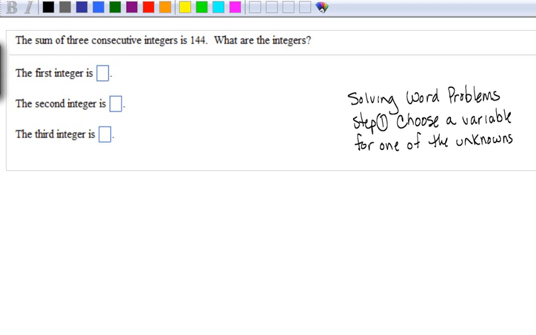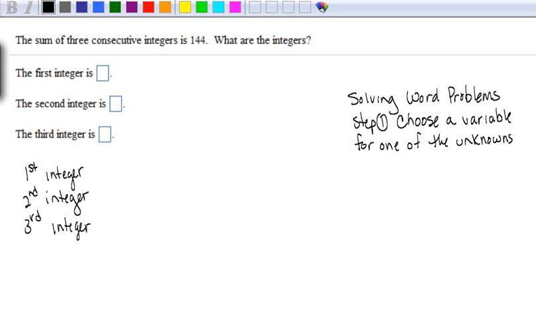The first step to solving a word problem that does not have a specific formula is to figure out what the unknowns are. In this case, it's the integers, and choose a variable for one of those unknowns. There are actually three unknowns here: the first integer, the second integer, and the third integer. I'm going to choose a variable for one of these unknowns. I'll go ahead and let it be the first integer.